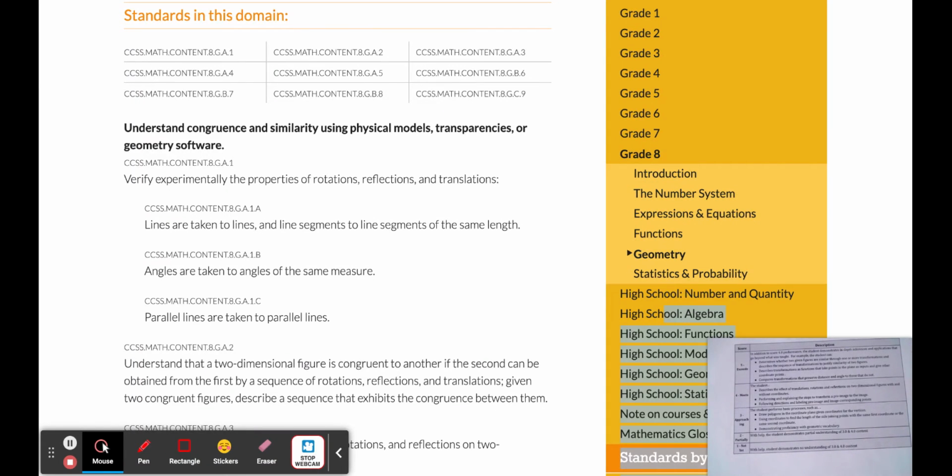Hello, everyone. Welcome to a quick explanation of standards-based grading and rubrics that we're going to use here at KSBA for the 2021-2022 school year.